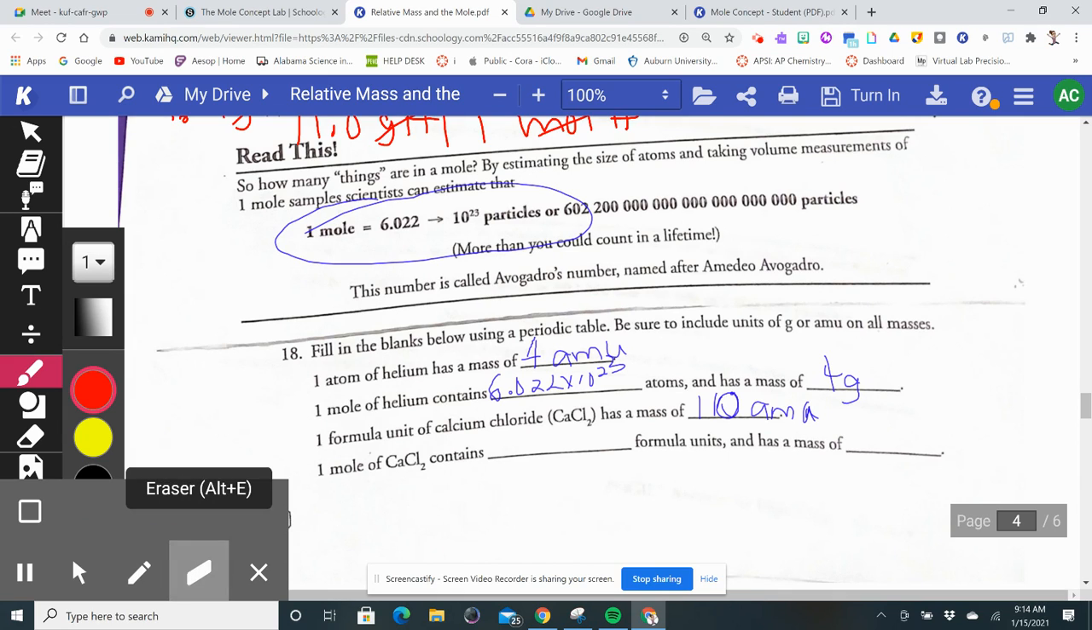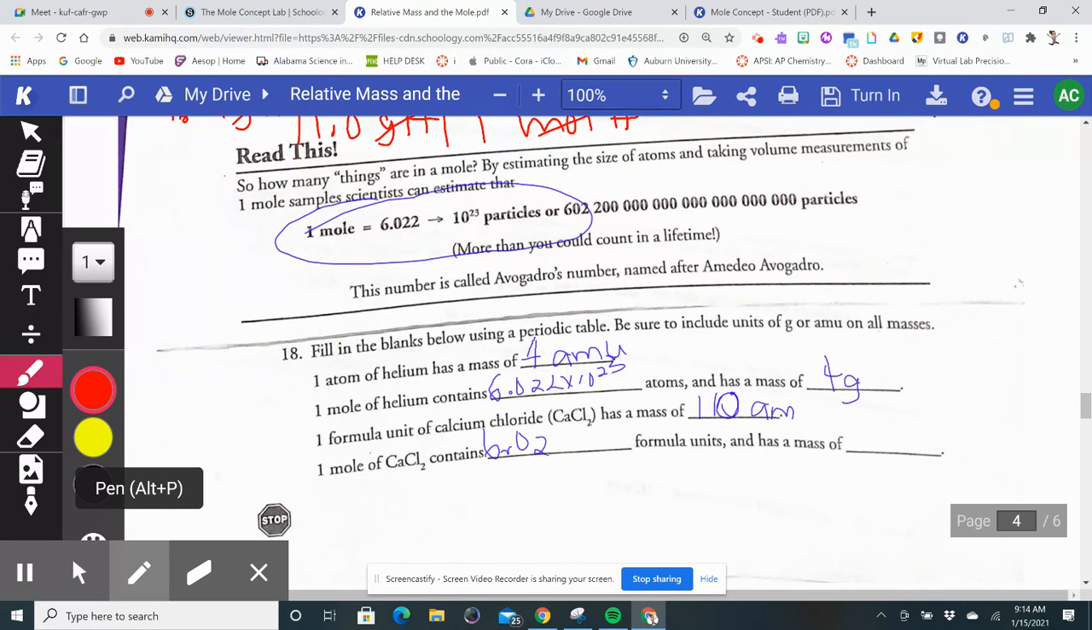And one mole of calcium chloride contains how many formula units? 6.022 times 10 to the 23rd. One mole of anything is 6.022 times 10 to the 23rd. If I have one mole of donuts, how many donuts do I have? That's a lot of donuts. 6.022 times 10 to the 23rd. If you watch the Engage video, it tells you exactly how many donuts that is. And it is a lot of donuts.